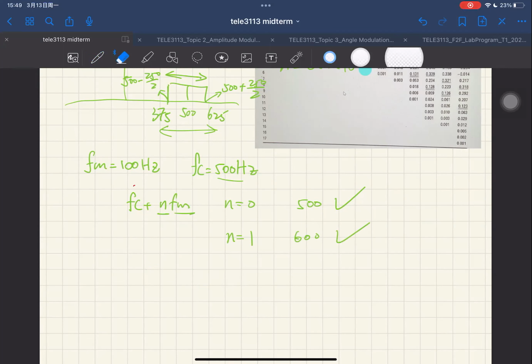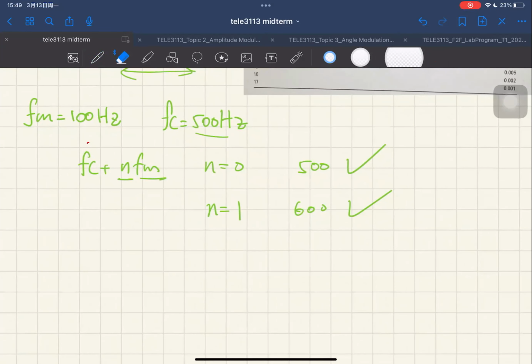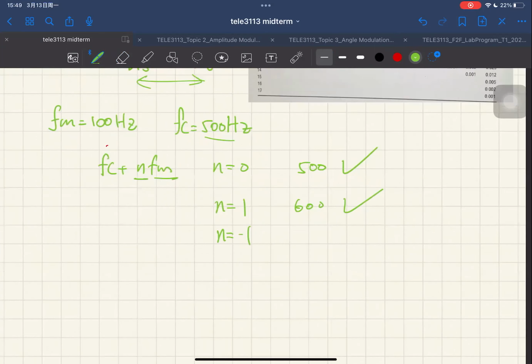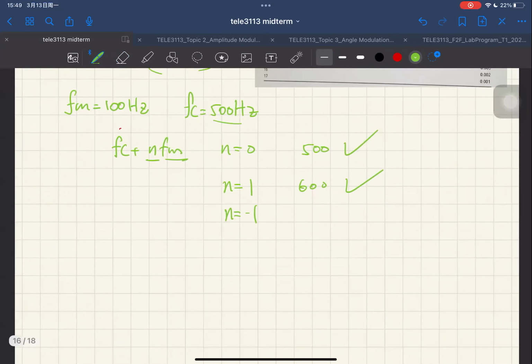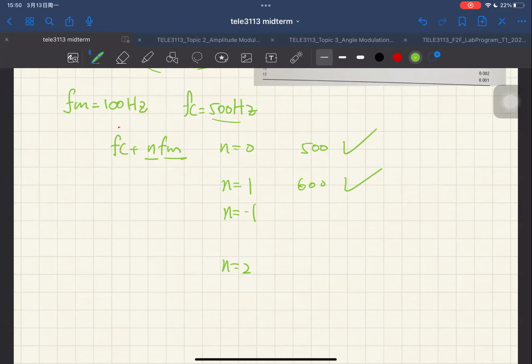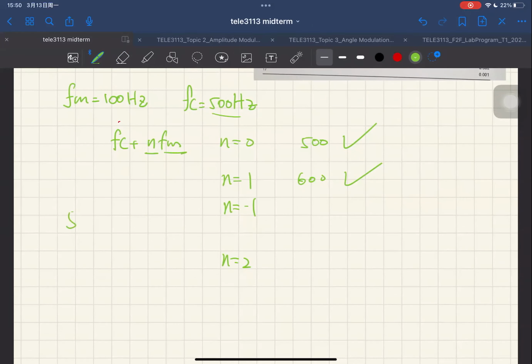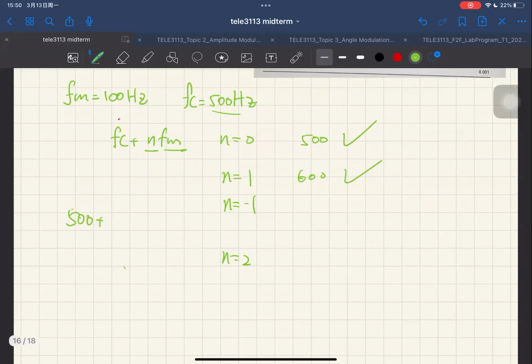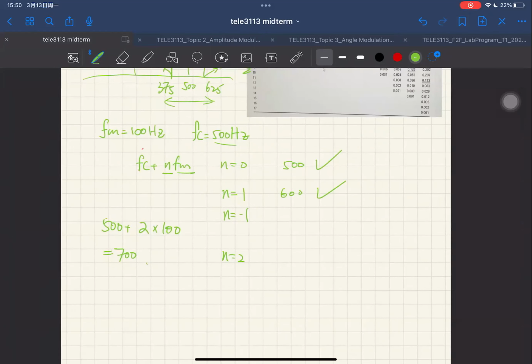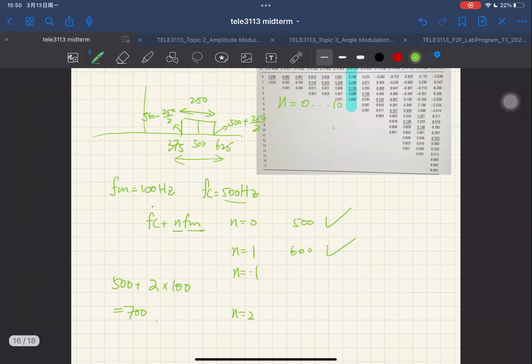And because n equal to 1 works, it also works for n equals -1, because just as I said before, this frequency spectrum is symmetrical, even symmetrical. So if a spectrum exists for n equals 1, there must be another spectrum for n equals -1. And we're going to try n equals 2. So if n equals 2, it's going to be 500 plus 2 times 100. So it's going to be 700, right? Is 700 inside the band pass filter range? It's not, right? So this component will be blocked.